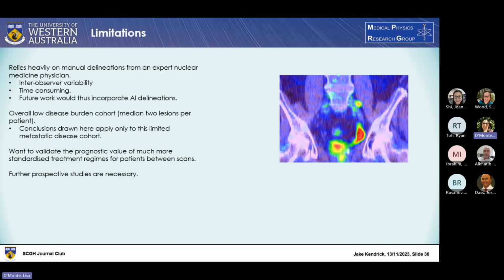As I mentioned before, there was a median of 2 lesions per patient. So overall, for metastatic prostate cancer, this is a relatively low disease burden cohort, and the conclusions that we draw here are only relevant to this cohort. It might be the case, for example, that if you have a patient with really extensive disease burden, like on the image that I was showing before, then this lesion-based approach may not be appropriate, and it might be more appropriate to use, for example, change in total tumor volume between 2 scans. But we need to validate that in future studies. So future prospective studies are what's necessary here.